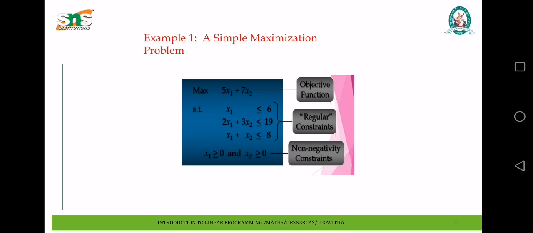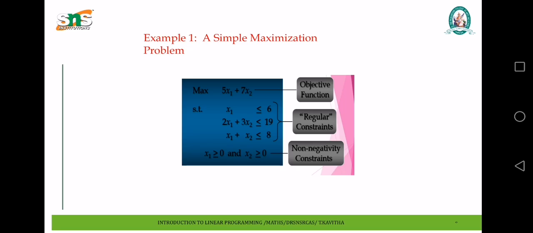The key components of a linear programming problem: first, decision variables. These represent the choices available to the decision maker. Example, the number of units of a product to produce. The next keyword is objective function. The objective function is a mathematical function that needs to be maximized or minimized. Example, maximize z = 5x1 + 7x2.